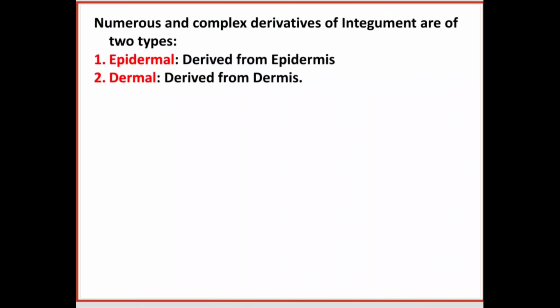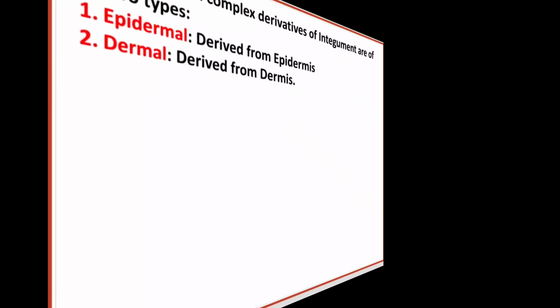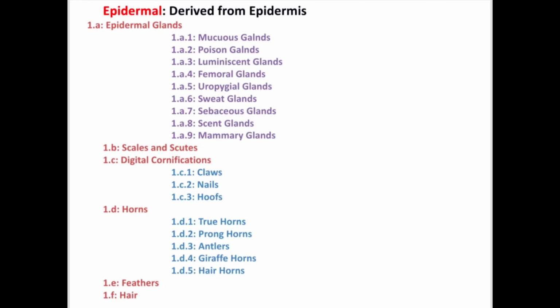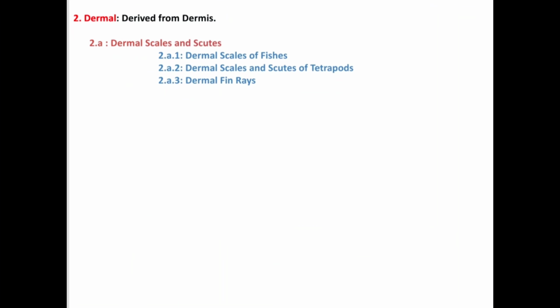Depending upon the layer from which they are derived, the derivatives of the integument fall into two categories, that is epidermal derivatives and dermal derivatives. Epidermal derivatives are derived from epidermis and dermal derivatives come from dermis. Epidermal derivatives comprise epidermal glands, scales and scutes, digital cornifications, horns, feathers and hair. Whereas dermal derivatives include dermal scales and scutes, that can be dermal scales of fishes, dermal scales and scutes of tetrapoda, and dermal fin rays of fishes.